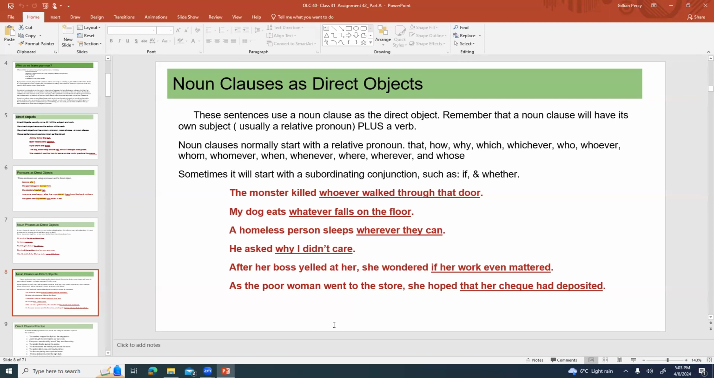Sometimes it could start with a subordinating conjunction like if or whether. So the dog killed whoever walked through that door. And the whole phrase or clause, whoever walked through that door, is functioning as the direct object.